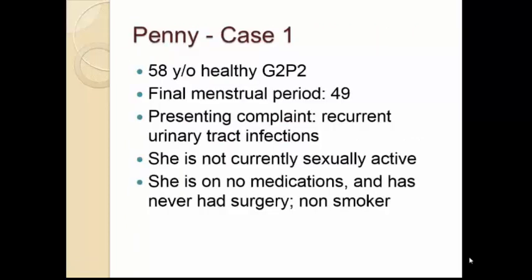Let's do some case studies. Penny, case 1. A 58-year-old woman, she's healthy, a G2-P2, and her final menstrual period was at 49. Her presenting complaint to you today is recurrent urinary tract infections. She is not currently sexually active. She is on no medications, has never had surgery, and is a non-smoker.